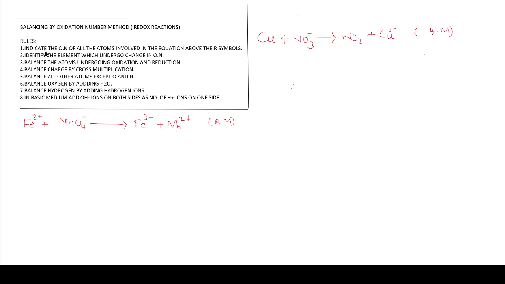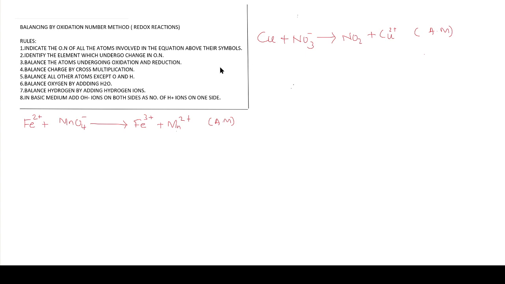According to the first rule, indicate the oxidation number of all the atoms involved in the equation above their symbols. So we just have to indicate the oxidation number of the atoms involved in the reaction. Then the second rule is that we need to identify the element which undergoes change in the oxidation number, after writing the oxidation numbers above the symbols.